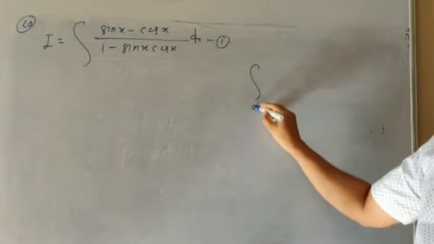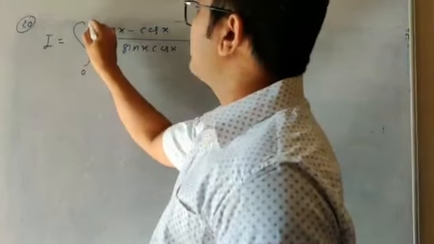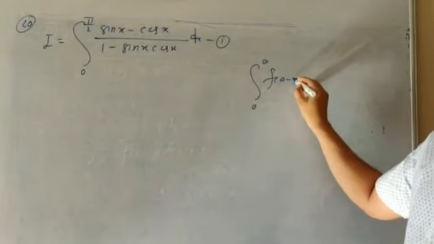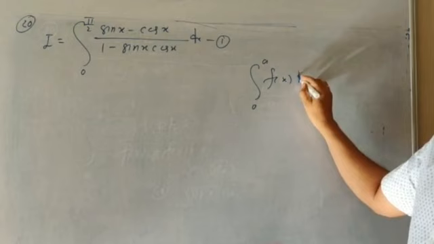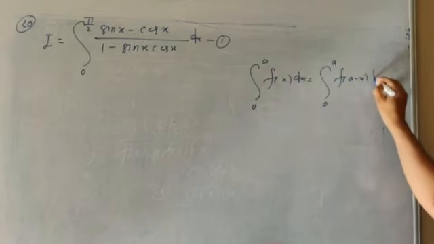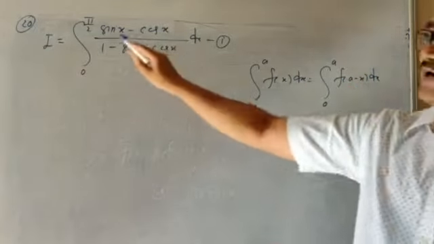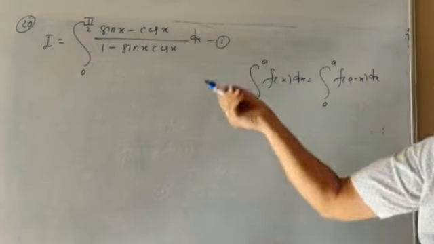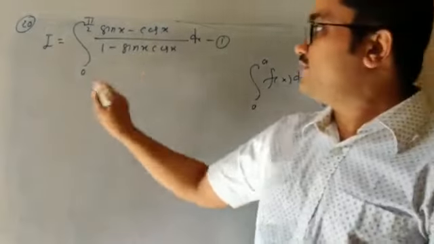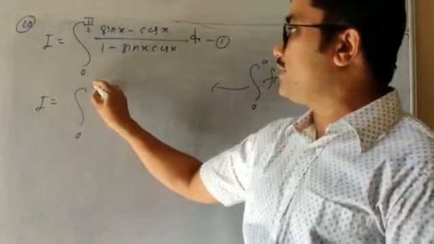Then use the property: you know the integral is from 0 to a, here from 0 to pi by 2. So the integration of f of x dx is the integration from 0 to a of f of a minus x dx. Right. So if I apply this, the role of a is played by pi by 2, and sin of pi by 2 minus x is nothing but cos x, and cos of pi by 2 minus x is nothing but sin x. So in this question, if we apply this property, this can then be written as the integration from 0 to pi by 2.